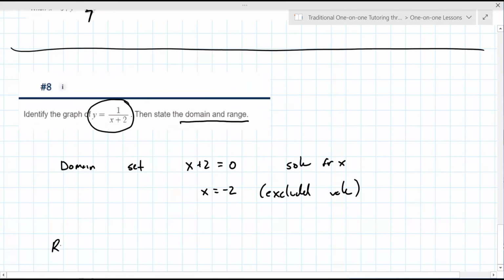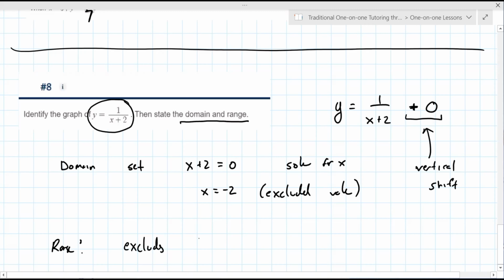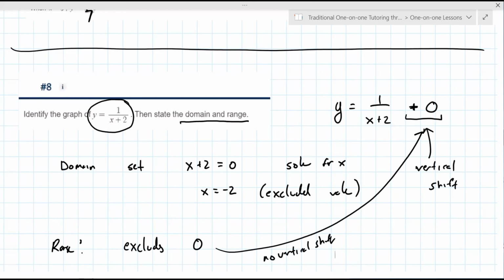The range is a little bit different. This equation, y equals 1 over x plus 2, actually has a plus 0 that's not written. This is called the vertical shift. And the range is everything but the vertical shift. So in this case, it excludes 0 because there is no vertical shift. But let's say it was +5. Well, you would exclude 5.